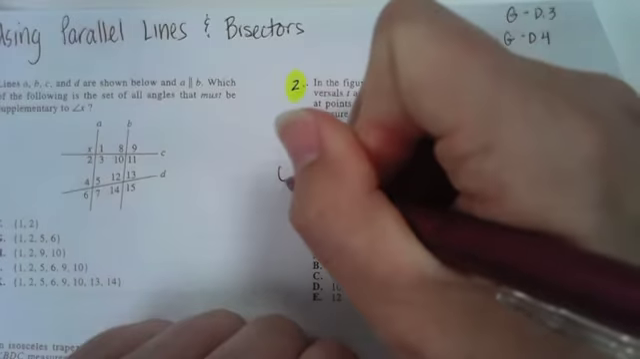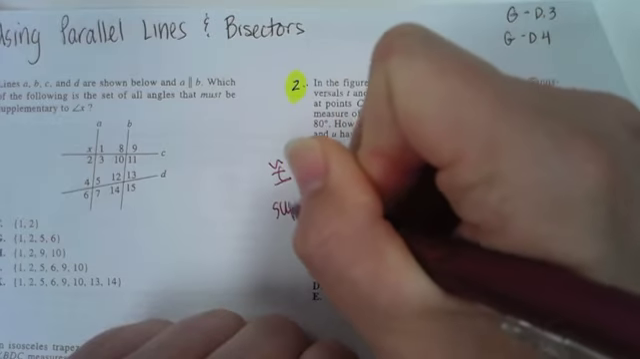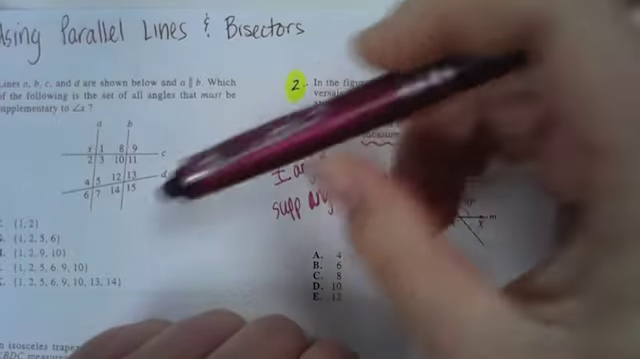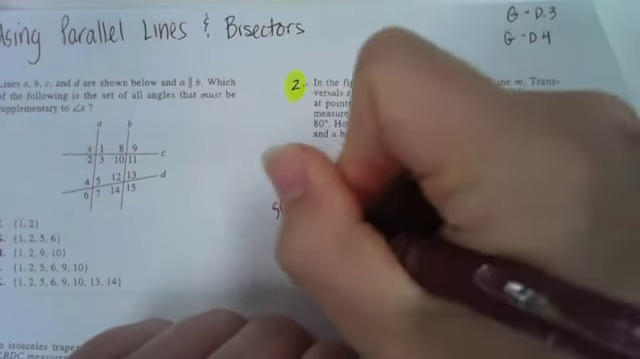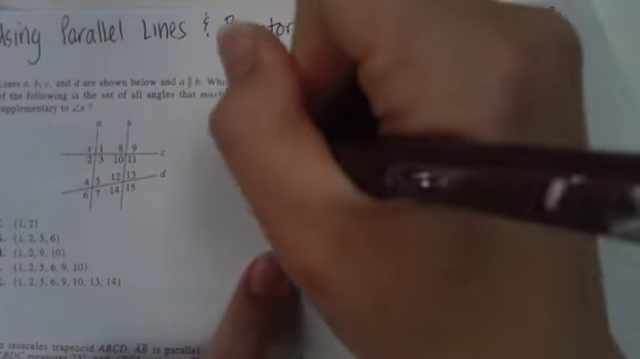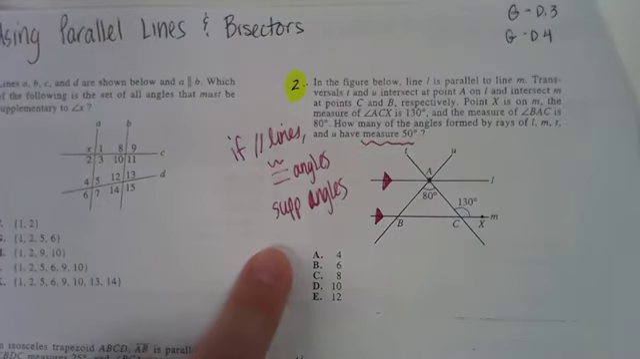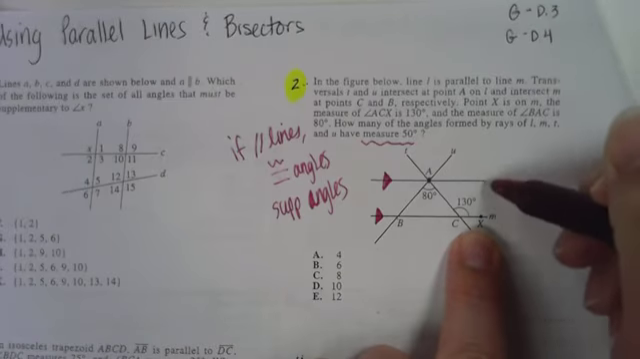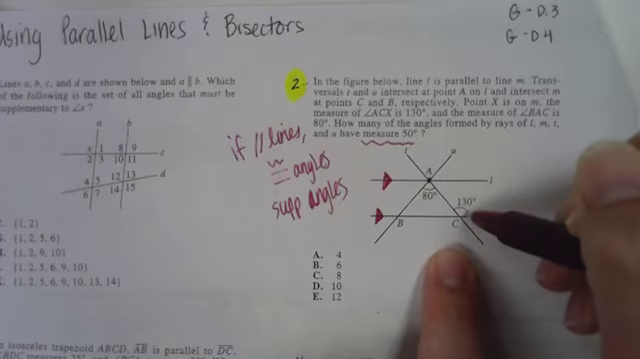We get lots of congruent angles, and we get lots of supplementary angles. What's supplementary mean? Yeah, they add to be 180 degrees. So we get lots of congruent angles and supplementary angles if we have parallel lines, okay? And so, because line L and line M are parallel, I have this angle ACX that's measured 130.